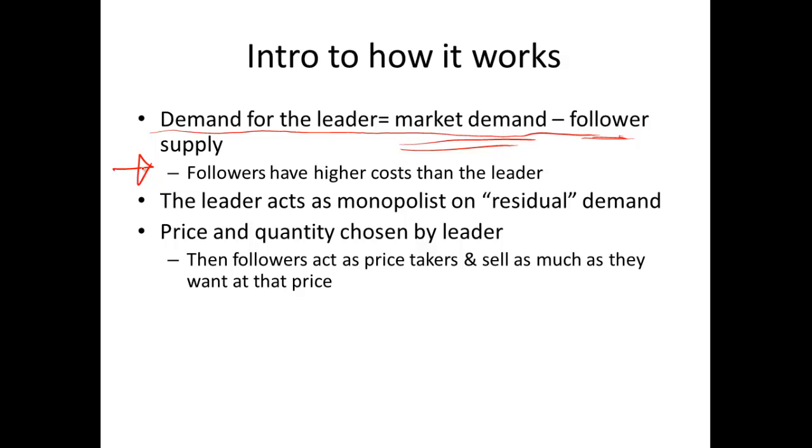And so we get this leader demand curve by subtracting follower supply from the market demand, and the leader then acts as a monopolist on the residual demand, basically on the demand that's not being served by the fringe of followers. And then the leader chooses price and quantity in the way that a firm with market power does, and that determines the market price, and the followers act as price takers and sell as much as they want at that price, just like perfectly competitive firms do. So that's just an outline of how it works. What I want to do next is talk about a real-world example that's kind of like this, and then we'll get into the analytics of the model.